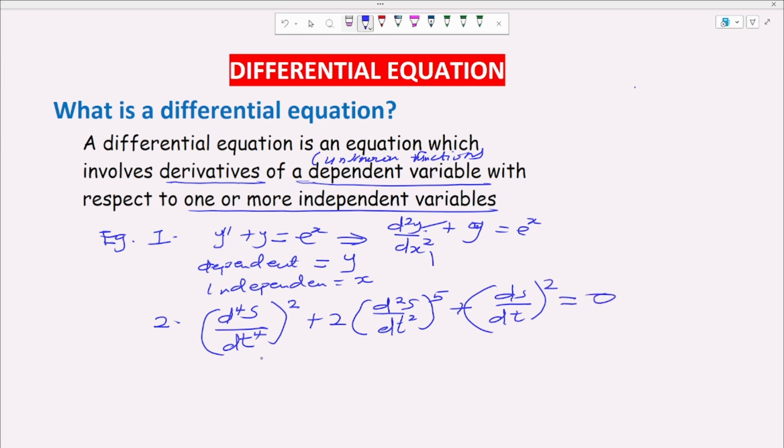Now in this case, we can see that we have a derivative. The dependent variable here will be what? So the dependent variable is s, you guessed right, and then the independent variable is t. Good. So we have t as our independent variable and s as our dependent variable.